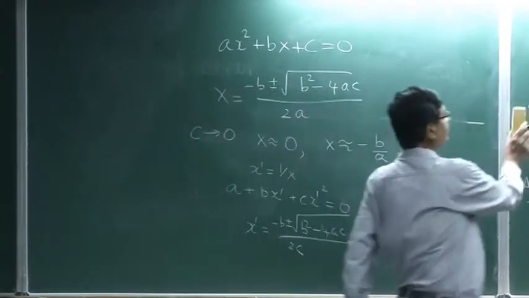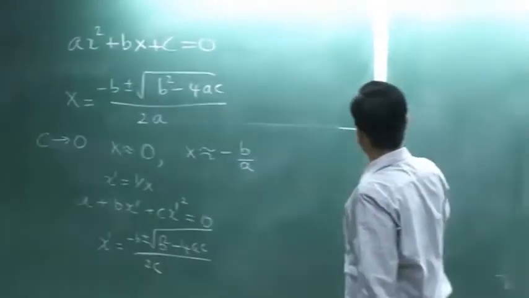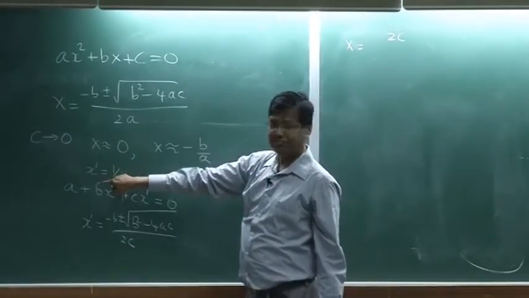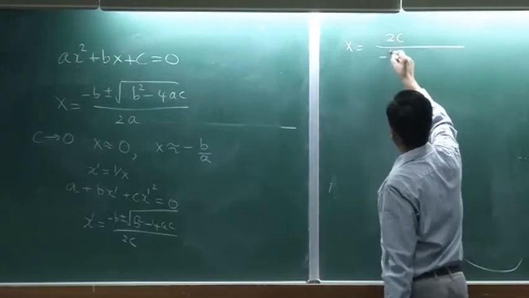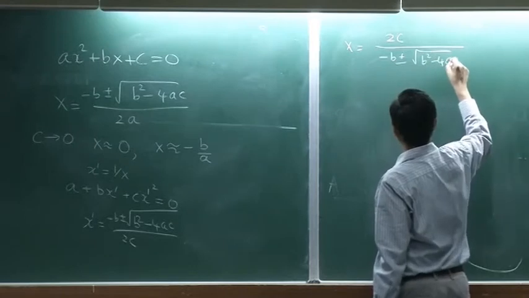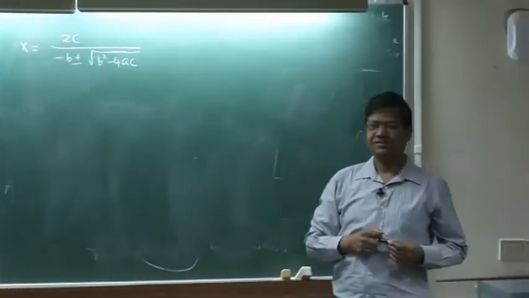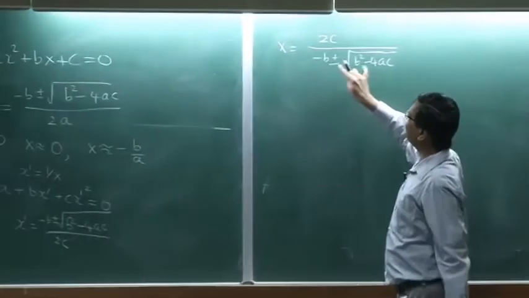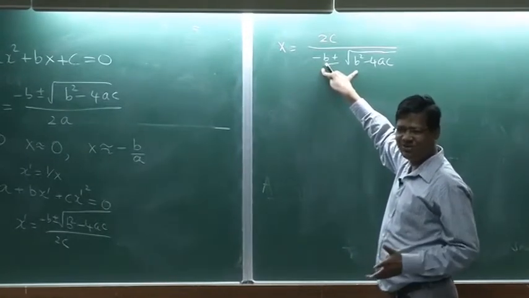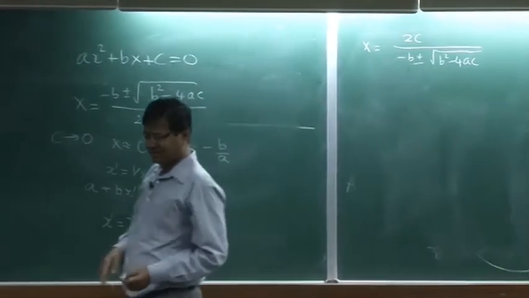So what is the value of x? Again the value of x from here: x equals 1 by x prime, so 2c divided by minus b plus or minus the square root. The problem is expected when this number and this number are of the same order and you subtract, and that is where the error will be large and you get a wrong answer. So in division and subtraction it is a problem.